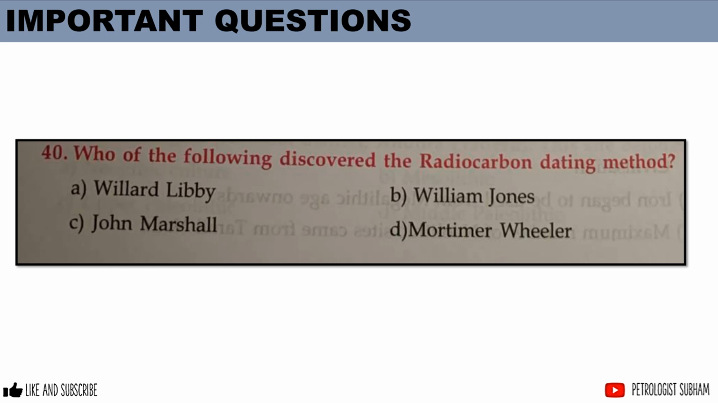Then a question like this can be asked as well, like I have already mentioned radiocarbon dating. Who discovered radiocarbon dating? It is William Libby. Now, William Jones. Who is William Jones? William Jones is one of the important Oriental writers during the British era. He used to be in India as well.